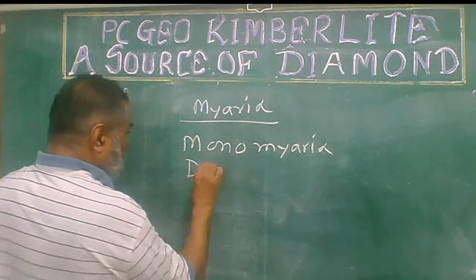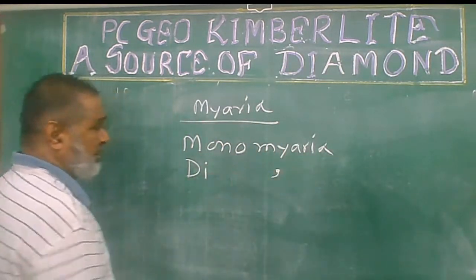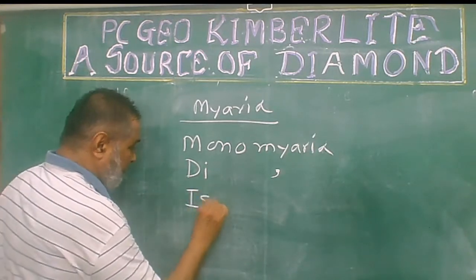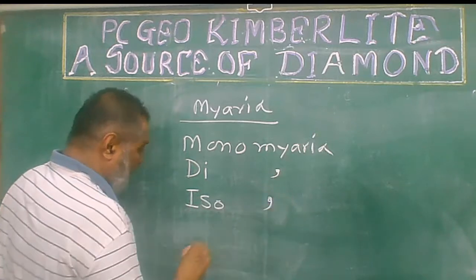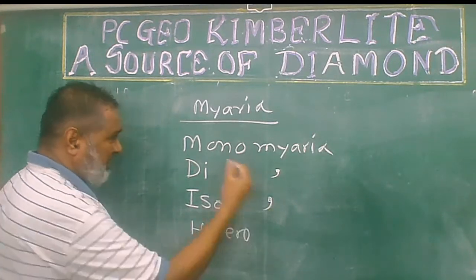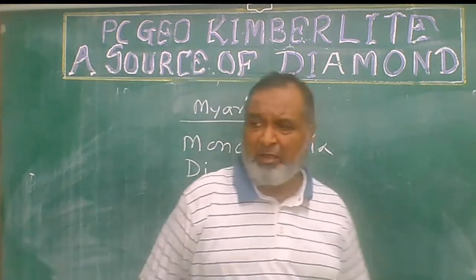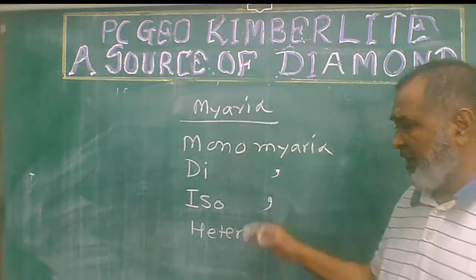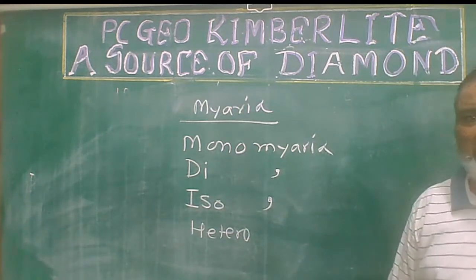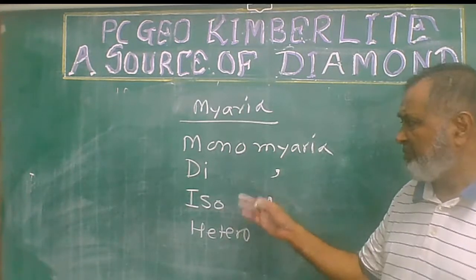If the number is 2, it is the dimyaria. If the two are equal, isomyaria. If they are unequal, heteromyaria. See, simple: monomyaria, dimyaria, isomyaria, heteromyaria. So this is what we have about the muscle impressions.